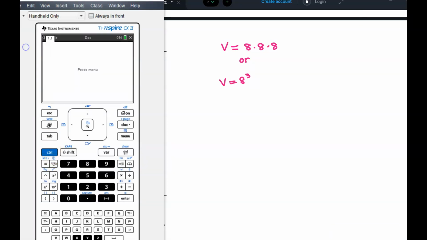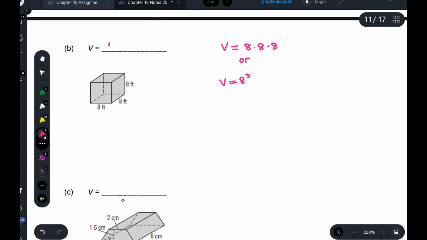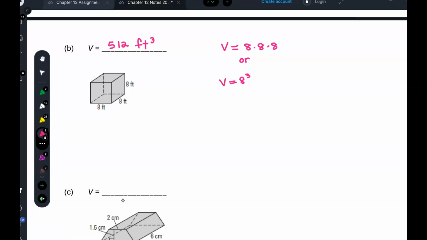On your calculator, 8, you see this? This is a caret button. 512. We could just do 8 to the third, and yeah, 512 feet cubed. Remember, surface area is square, volume's always cube.